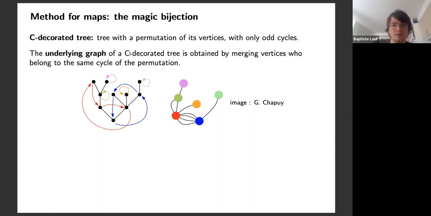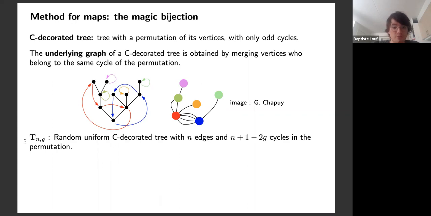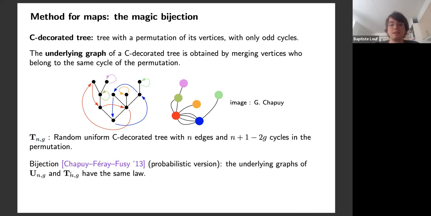And the underlying graph of a C-decorated tree is obtained when you merge the vertices which belong to the same cycle of the permutation. So you can see here, this is the underlying graph of the C-decorated tree. Each cycle of the permutation is going to be a vertex of the underlying graph. And you can also sample random uniform C-decorated trees with the right number of edges and the right number of cycles in the permutation. We call it TNG, and the bijection of Chapuy, Féray and Fusy, stated in probabilistic terms, says that the underlying graphs of both UNG and TNG have the same law.